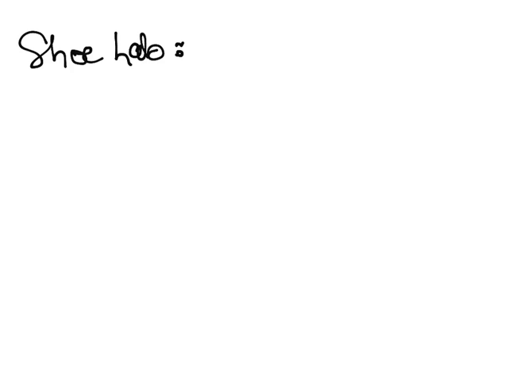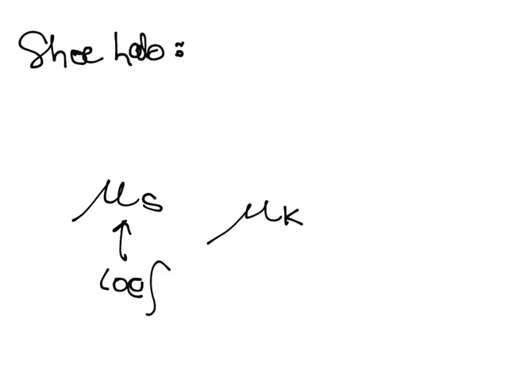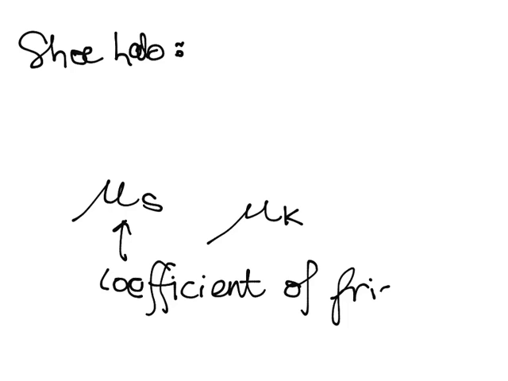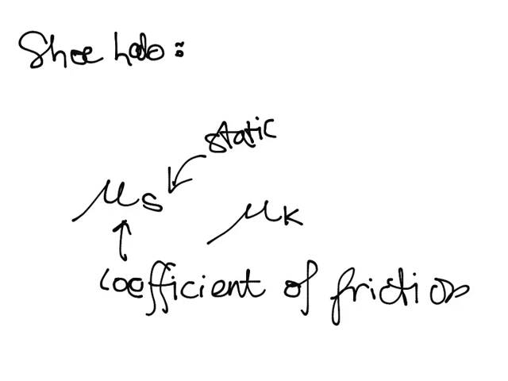Okay, so our first question was, what physical quantities do you want to measure? You want to measure mu s and mu k. Now what do these things mean? They're both called the coefficients of friction. The S is static, so that's the coefficient of static friction, and K is kinetic.